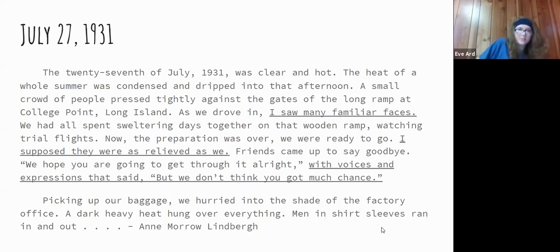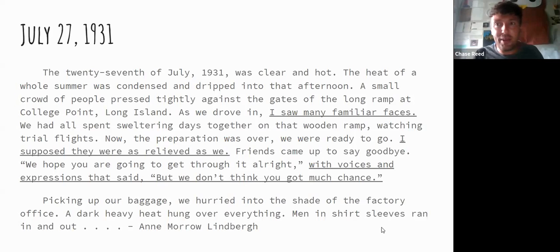Like the description of the summer and the heat. The description of the summer and the heat, that's very detailed. Those are excellent details. What's the setting? What's the time, place, and mood?